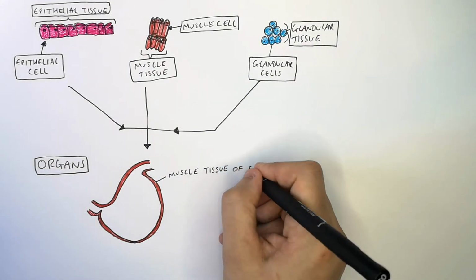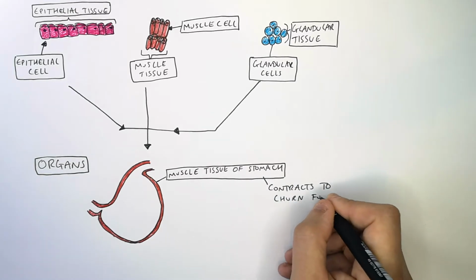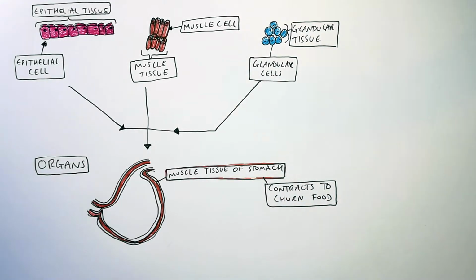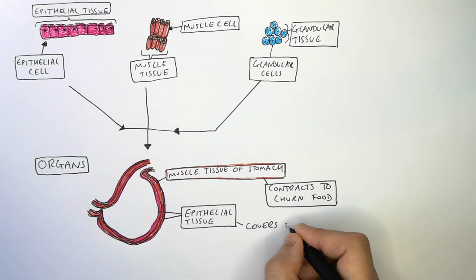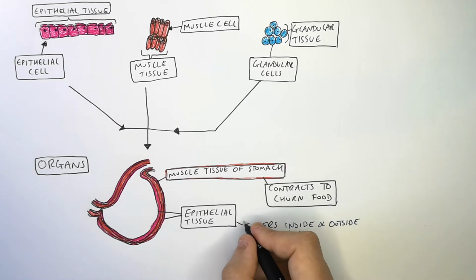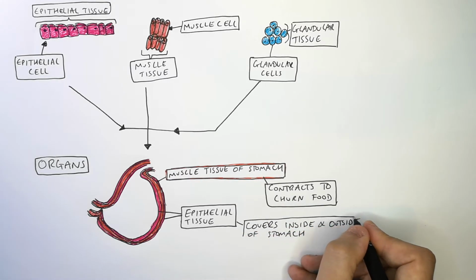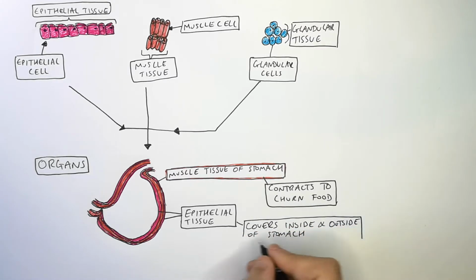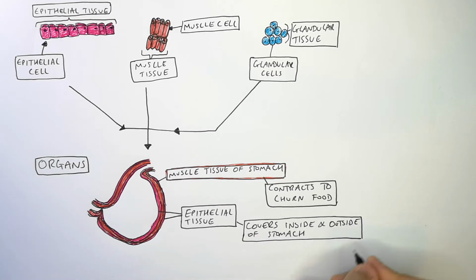The muscle tissue of the stomach contracts and relaxes continuously so that it churns the food to digest it. Covering the muscle tissue is the epithelial tissue. So the epithelial tissue covers both the inside and the outside of the stomach muscle. And the epithelial tissue on the inside acts to protect the other tissue of the stomach from the hydrochloric acid, which could damage your tissue.